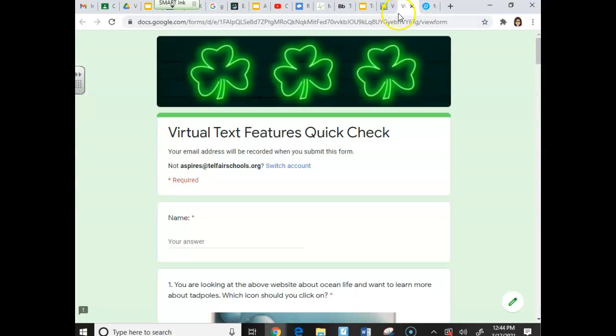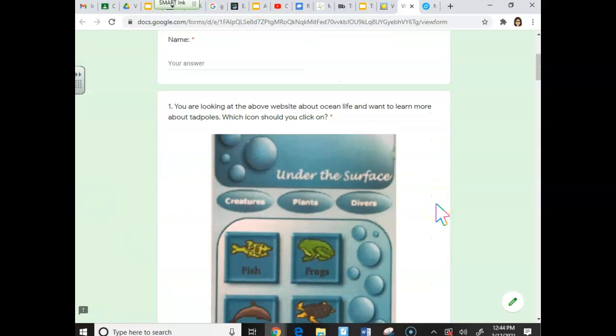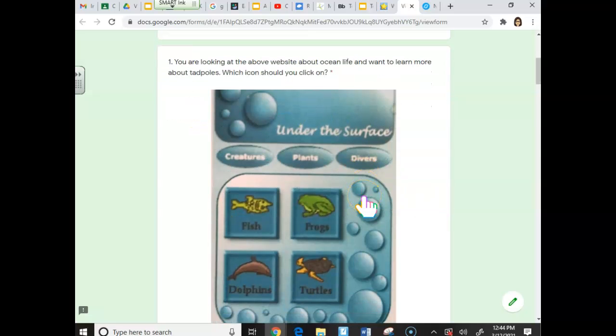Now, you guys had questions that you were supposed to answer, so let's go over the answers. You're looking at the above website about ocean life and want to learn more about tadpoles. Which icon should you click on? What are tadpoles, first of all? You had to know that. Tadpoles are baby frogs. So where would you click? Frogs. That's it.